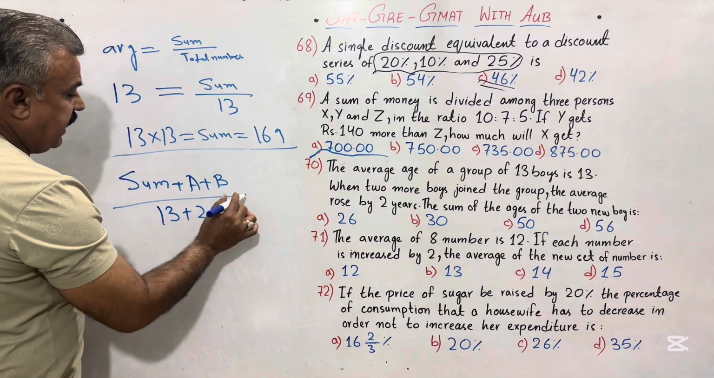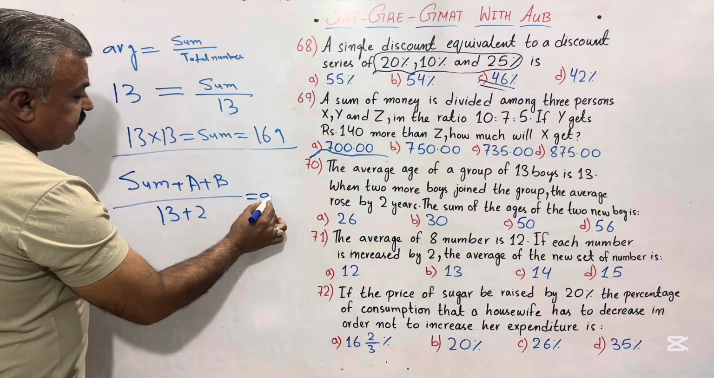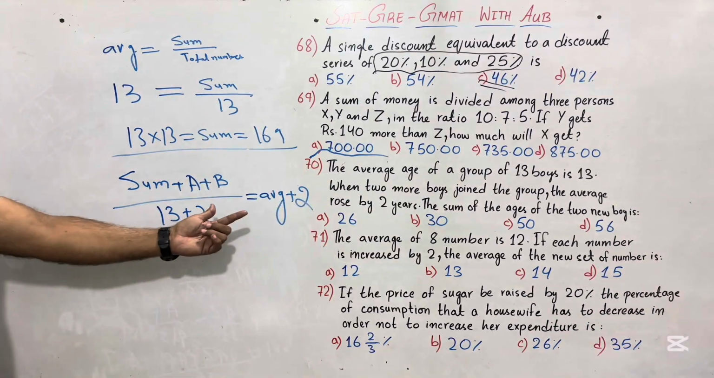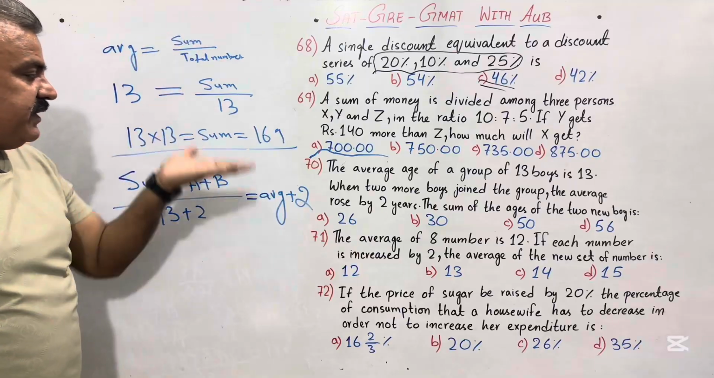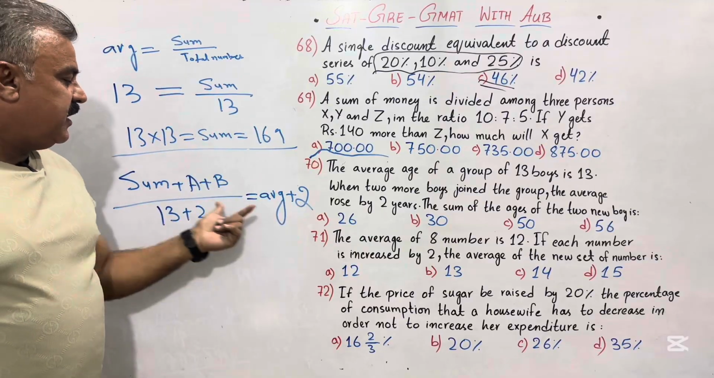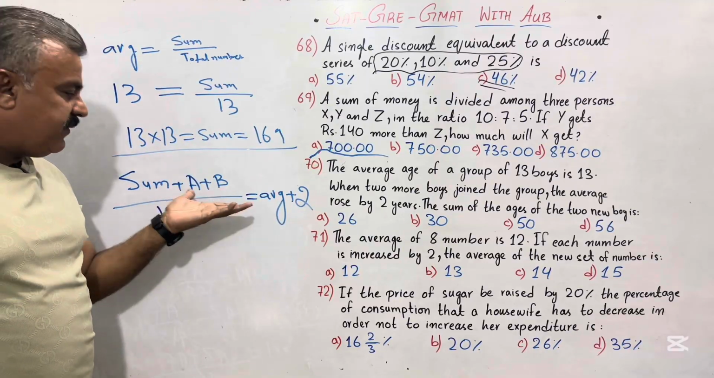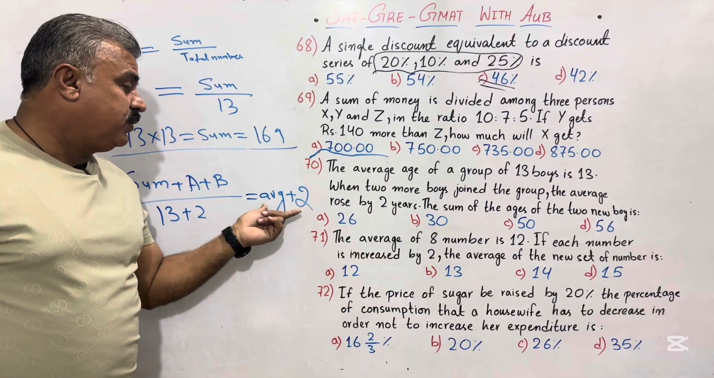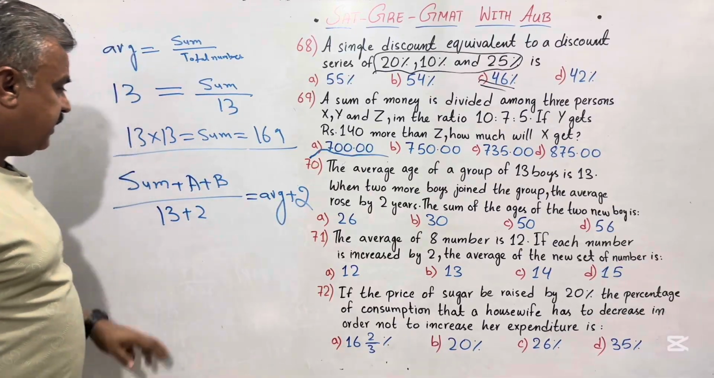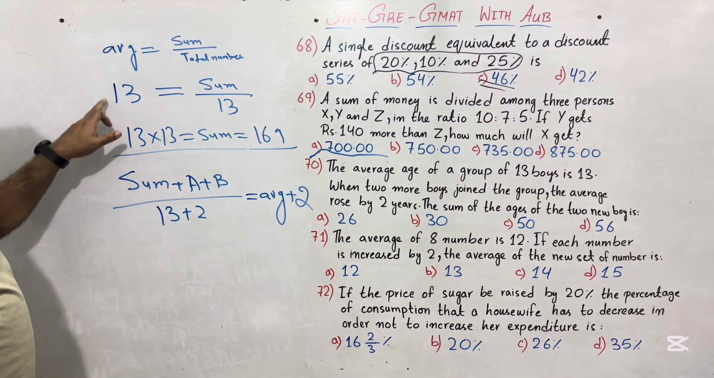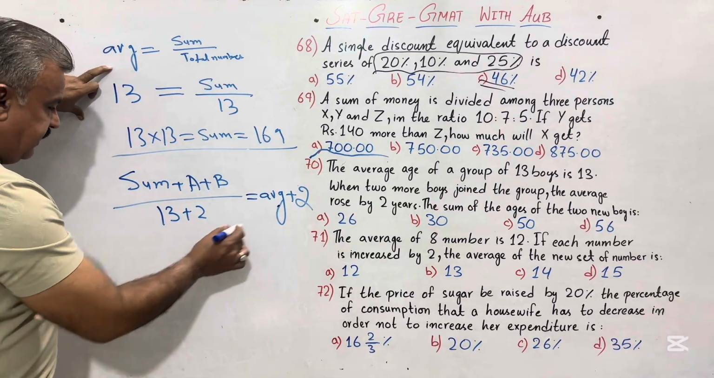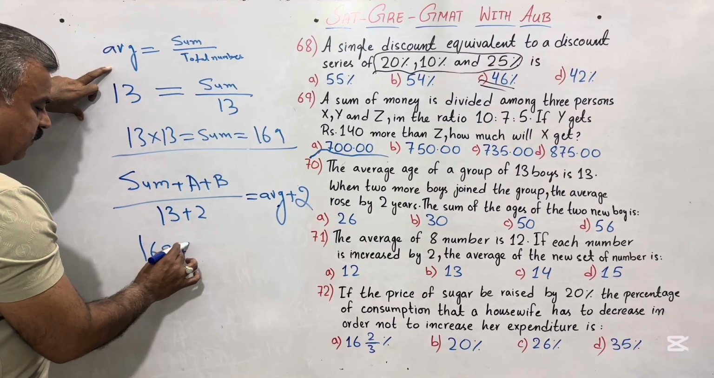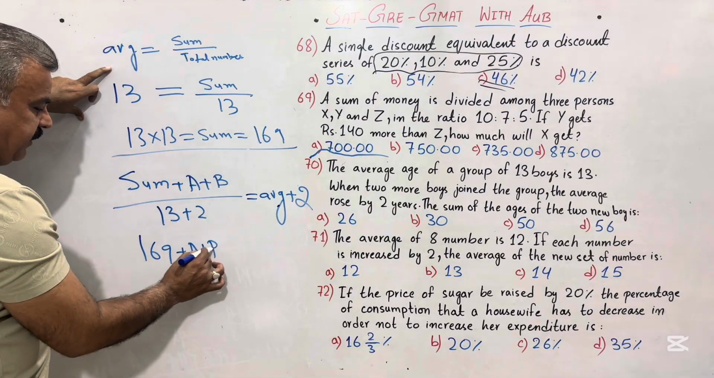Furthermore, the average also rose by 2 years. After the induction of these 2 boys, the average age of the group increases by 2 years. We have the previous average, that's 30, and the previous sum. We have to calculate the value of A and B.